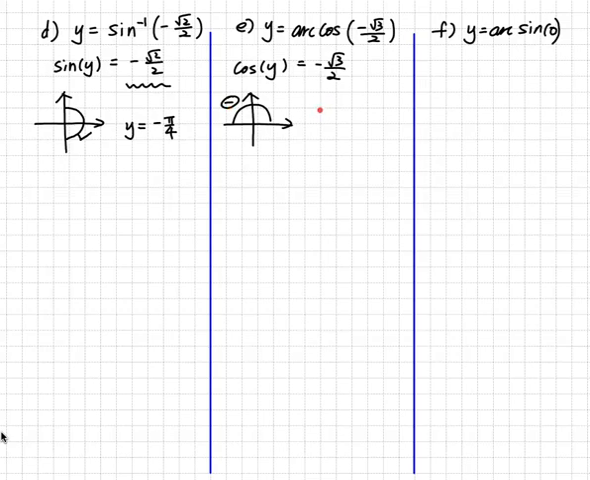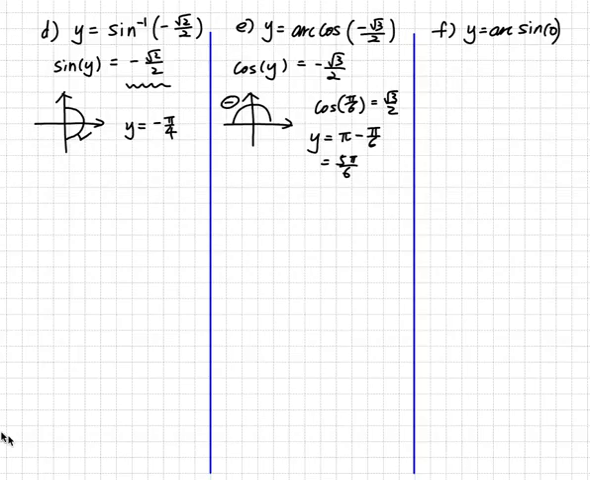So we know that cosine pi on 6 will give us root 3 on 2, so therefore we know y must be pi minus pi on 6, so therefore 5 pi on 6 is the answer.